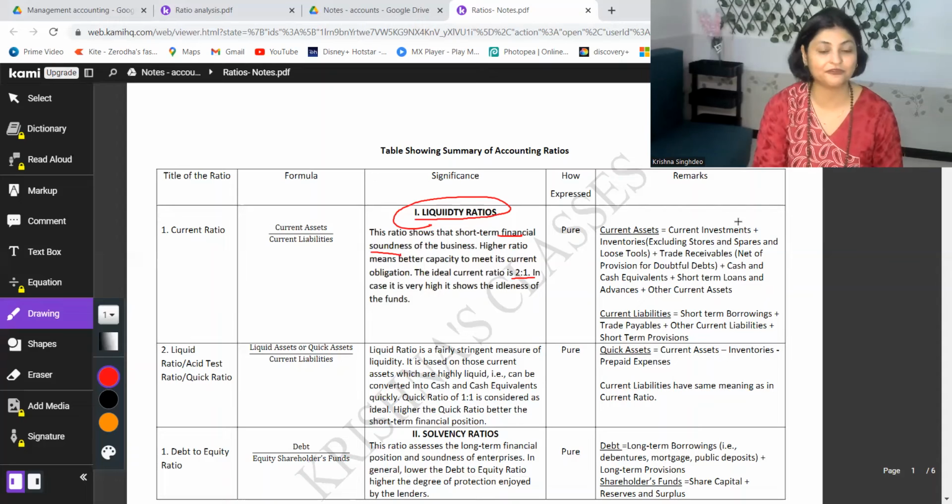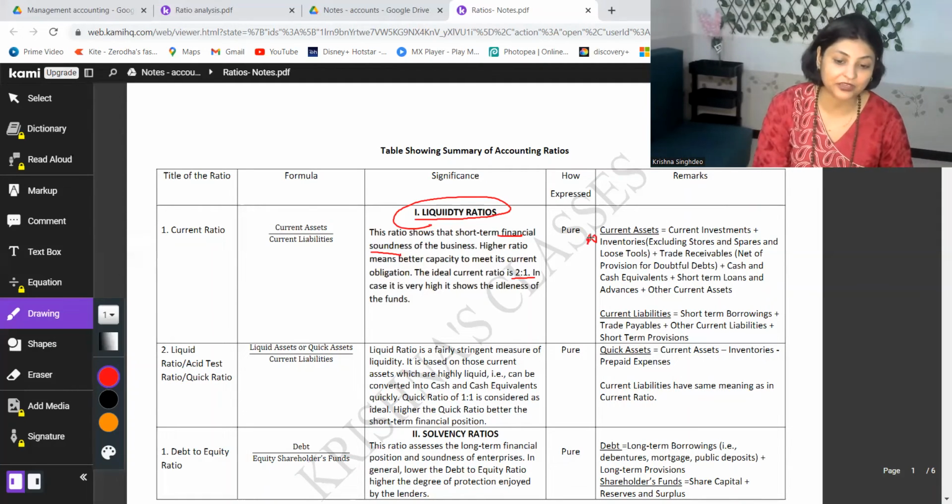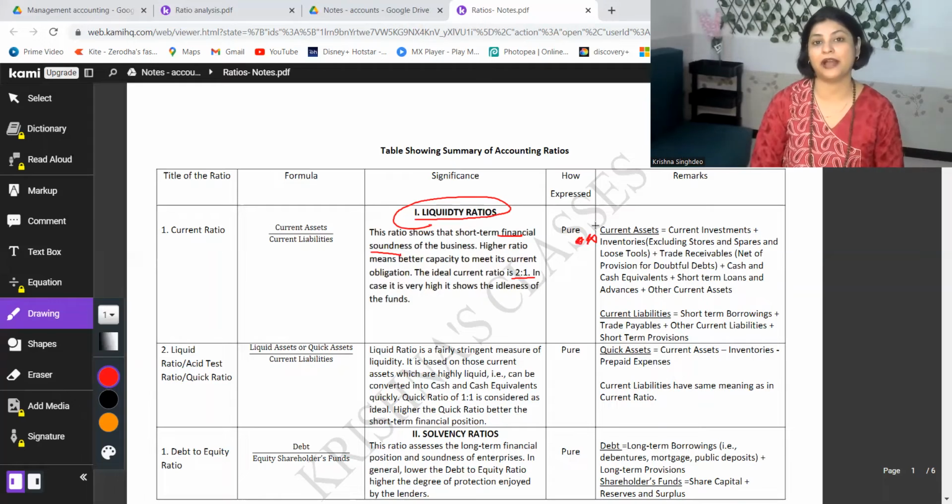So various examples of current assets are given, and one very important thing is being mentioned. So current assets means current investment. Inventories. About inventory, something very important is there. When you study the balance sheet chapter, you are taught that loose tools and spare parts are part of inventory only. We do not write them as a separate asset. Instead of writing them as an asset, we include them in the inventory.